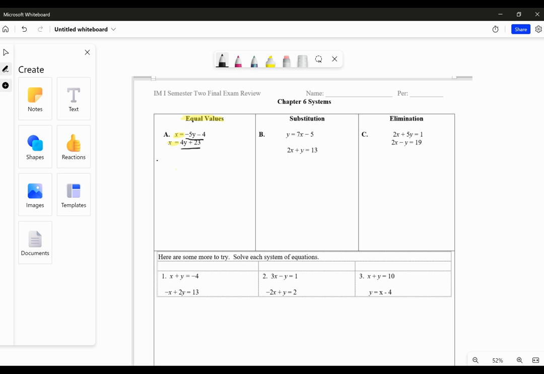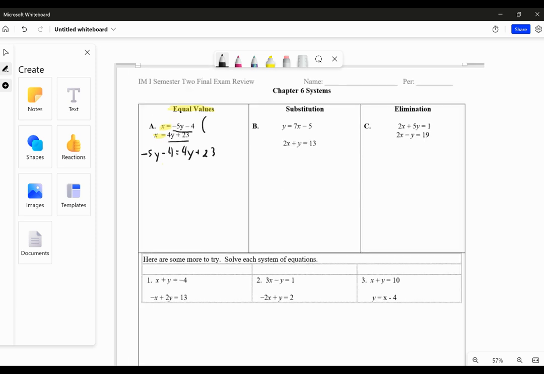So right along with me. Negative 5y minus 4 is equal to 4y plus 23. So now notice that I don't have x's and y's anymore. I just have y's. I'm going to solve the equation for y and actually get a number. And remember, when we're solving a system of equations, we'll have two answers. We'll have a value for x and a value for y.